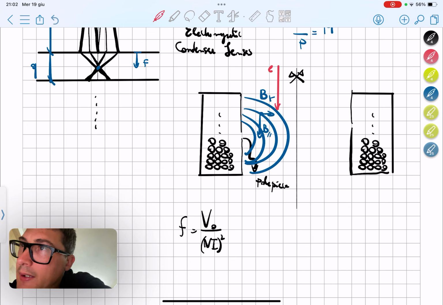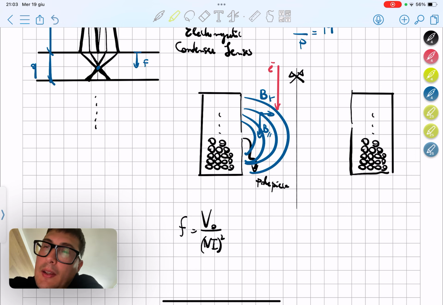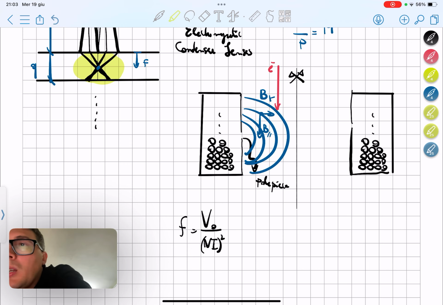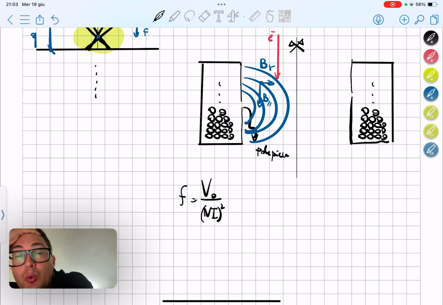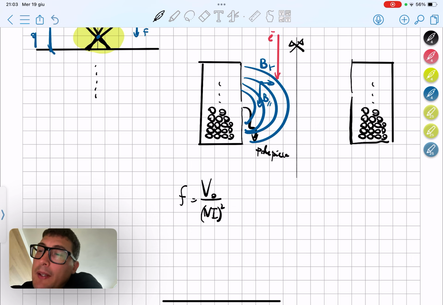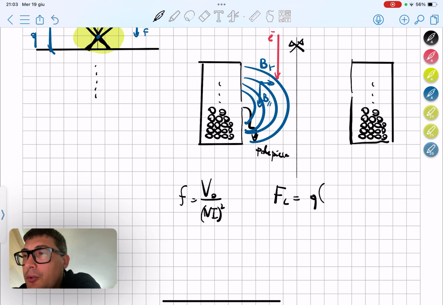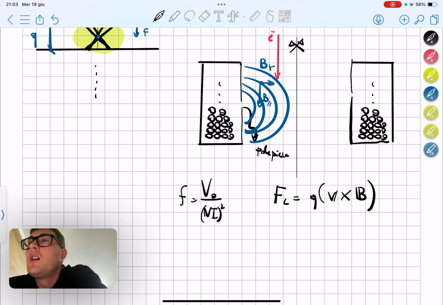So what happens to the electrons that are crossing this magnetic field? Just to be clear, this part that I'm drawing is what's happening in this area. So the electron has been put into an external magnetic field. So it will experience, of course, a Lorentz force. The Lorentz force is proportional to the charge times v cross the magnetic field B.